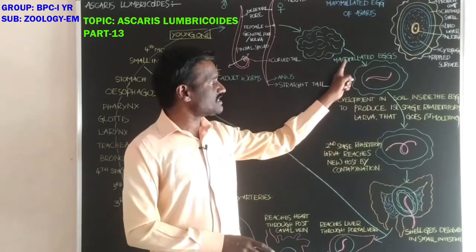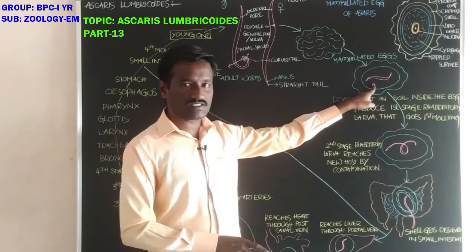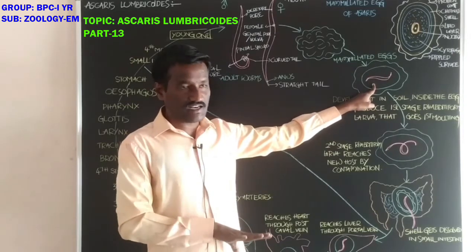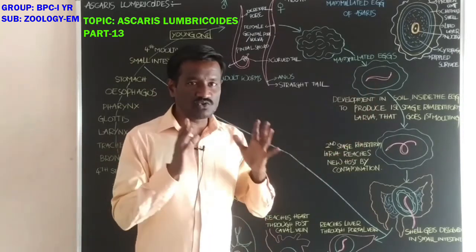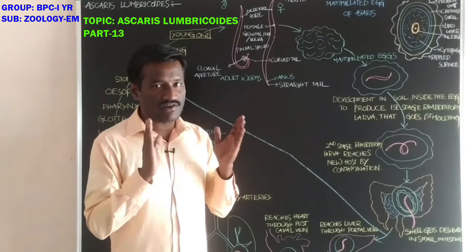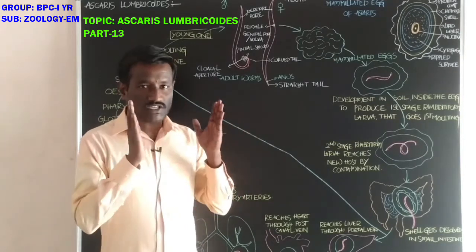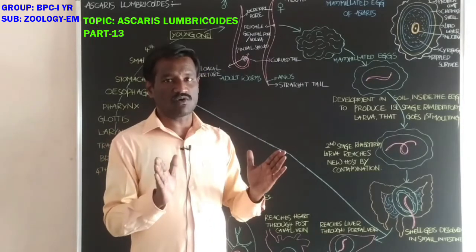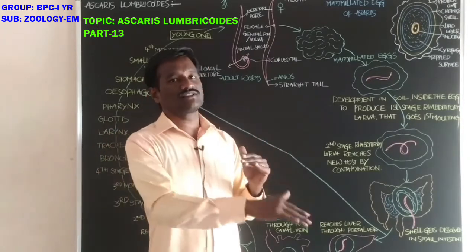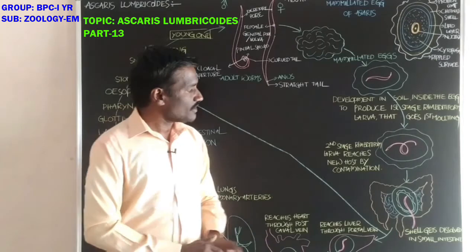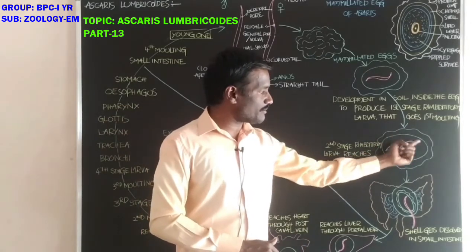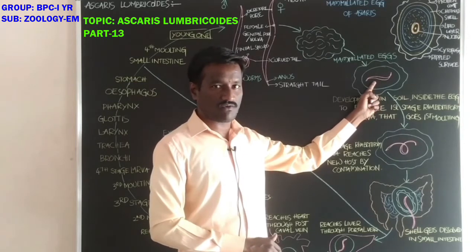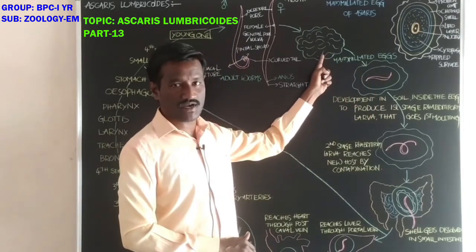Okay student, these are the embryonated eggs in the soil. Development takes place in it and produces the first stage rhabditiform larva. This first stage rhabditiform larva goes to the first molting and produces the second stage rhabditiform larva. It is the embryonated egg.